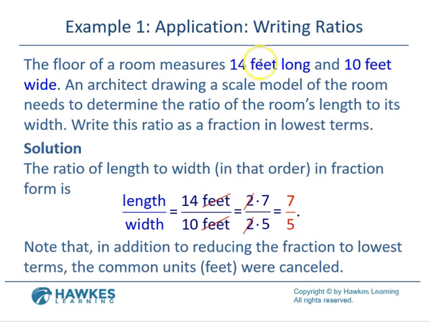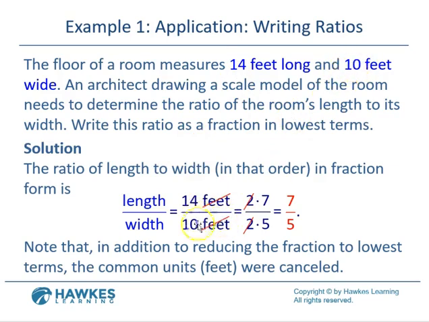The floor of a room measures 14 feet long and 10 feet wide. An architect drawing a scale model of the room needs to determine the ratio of the room's length to its width. Write this ratio as a fraction in lowest terms. Solution. Notice how it's red here. It measures 14 feet long, 10 feet wide. Length to width. Notice when you hear the "to," the first quantity goes on top, then the line, and the width on the bottom. So our top, the length, is the 14 feet long.